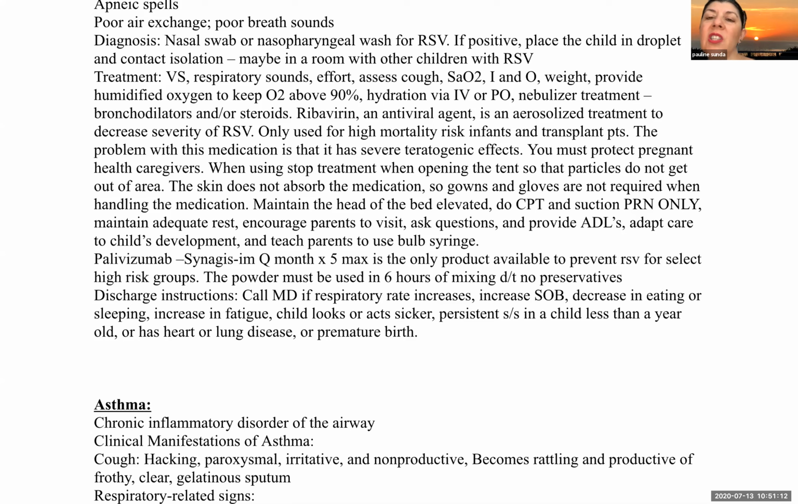There is a medication, palivizumab, also called Synagis, that can be given every month times 5. It's an IM medication, and this is used selectively to prevent RSV infections for high-risk groups. So this is very commonly given to children that were born prematurely. The powder needs to be used within 6 hours once it's reconstituted because it does not have preservatives in it.